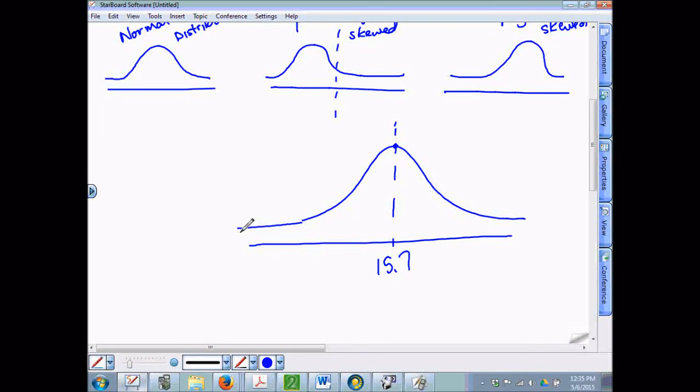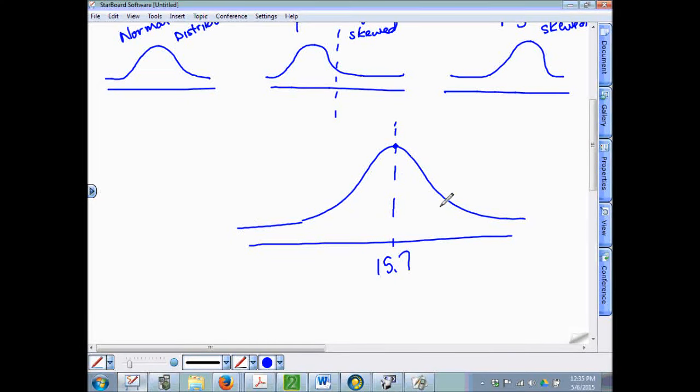Okay. What did I say about where the +1 standard deviation ought to be? It's about halfway in the curve, isn't it? Yeah. So right there would be +1 standard deviation, and right here would be -1 standard deviation. We know those values. What are those values? 18.5 and 12.9. So label that as 18.5 and label this as 12.9.